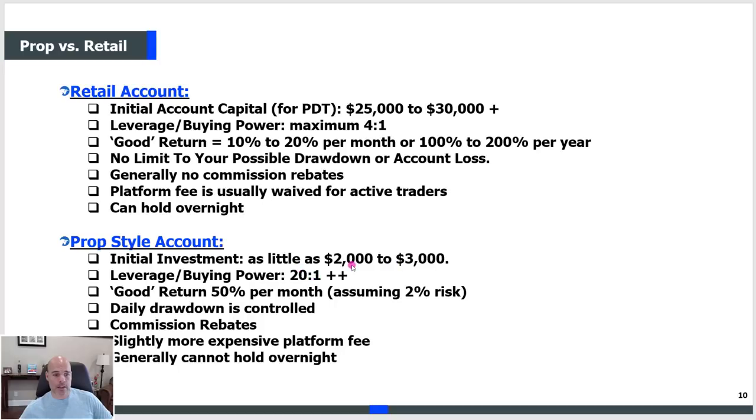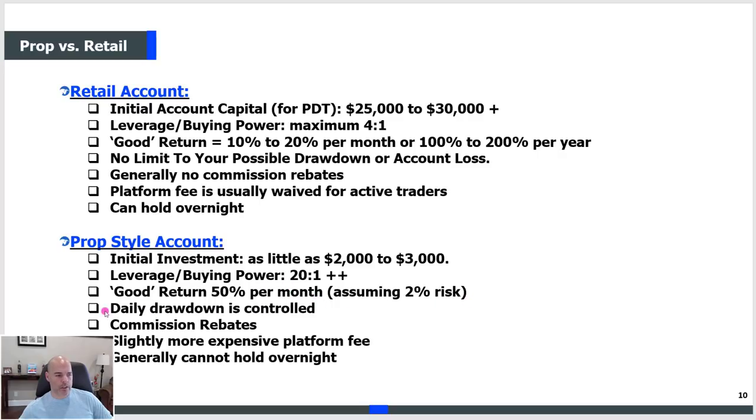So if you had a $2,000 account, you'd have $40,000 to trade with. That's a lot of money considering you only put down $2,000, right? A good return would be 50% per month, and that assumes a 2% risk. Guys, you really shouldn't be trading 2% risk very often. 1% really should be the max risk you're taking. And again, new traders only risk $10, period.